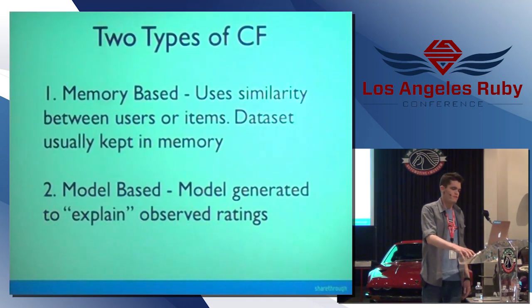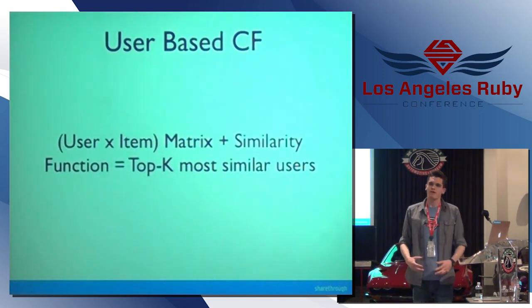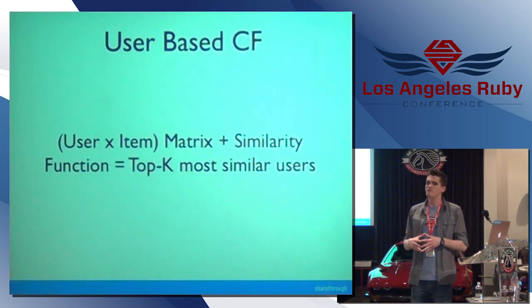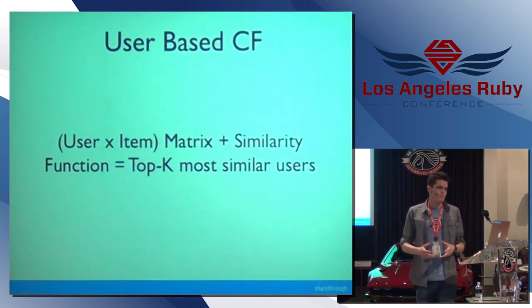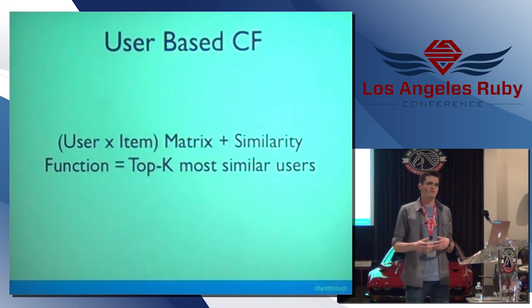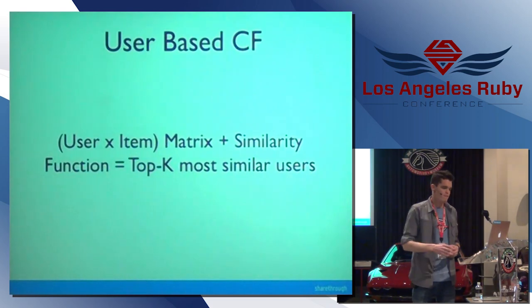With memory-based, the most common thing you'll hear is user-based collaborative filtering. User-based collaborative filtering sounds scary, but when you break it down, it's really two very simple components: a user item matrix and a similarity function. Using these two things, what we get back is the top k most similar users to the user you're interested in providing a recommendation for.